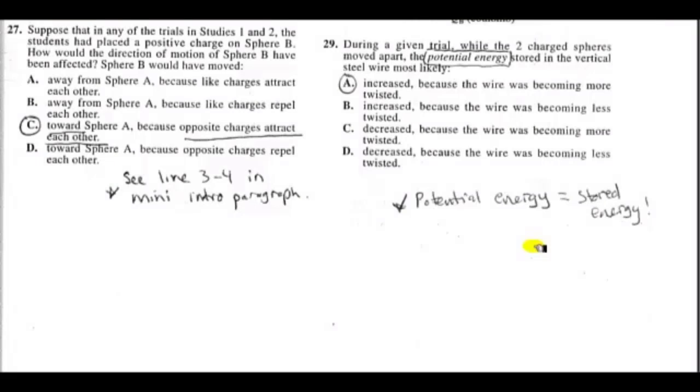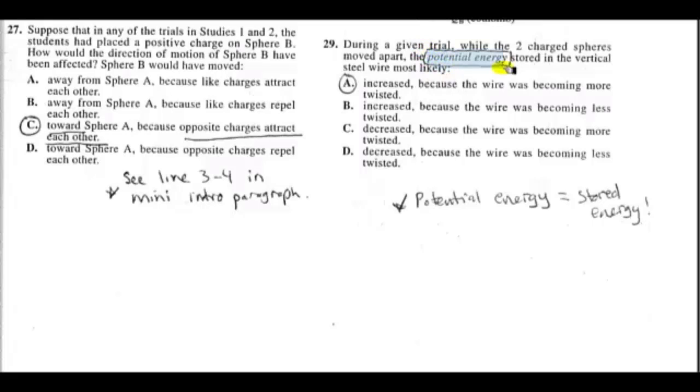Test 69A, Science Practice Problem number 29. Number 29 reads, during a given trial, while two charged spheres move apart, the potential energy stored in the vertical steel wire most likely does what?